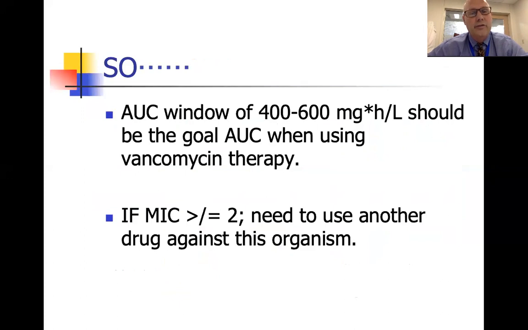So an AUC of 400 to 600 should be the goal for vancomycin. If you have a patient that has an MIC that's close to two, say your E-test says it's 1.5 or it's close to two, let's say it's two, then you're probably going to need to use a different drug, because in order to get an AUC over MIC of 400, if your MIC is two, you actually need an AUC of 800. And so it's very difficult to get that when you have high MICs. And so it might be better to use daptomycin, linezolid, or ceftaroline in those particular instances. That's, again, probably MRSA only.